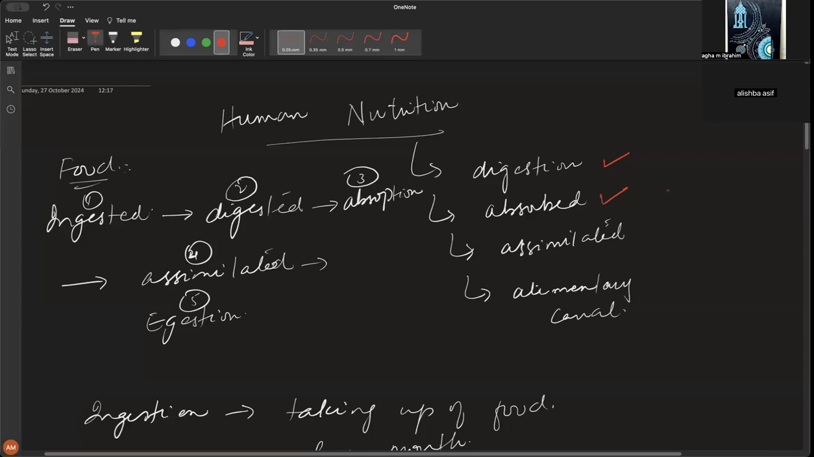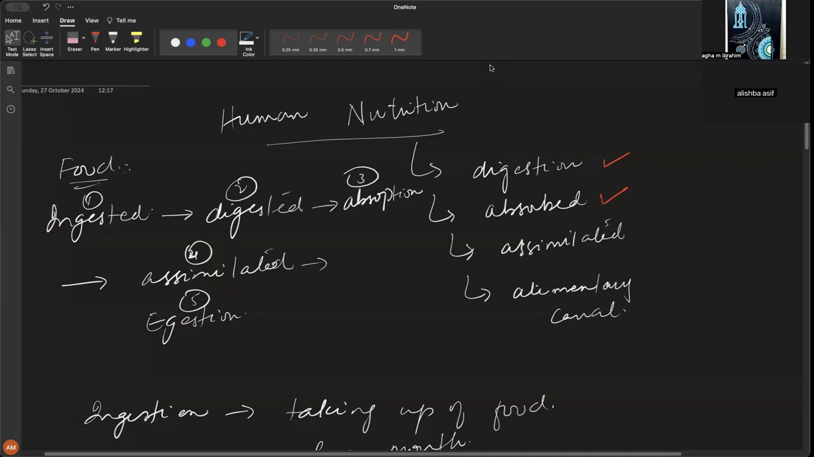Digestion is actually a process in which large insoluble molecules are broken down into soluble ones. Then they are absorbed. Then they are assimilated. What does assimilation mean? All of those hydrolyzed and digested nutrients are absorbed and then they are taken up by the cell to make new things. This is assimilation. We are going to be studying each and everything in detail. And then we have the alimentary canal.